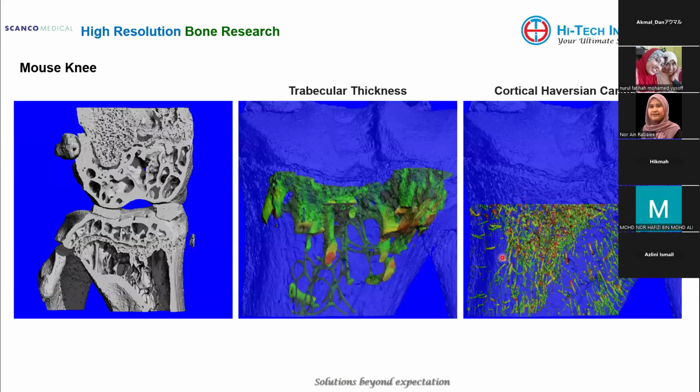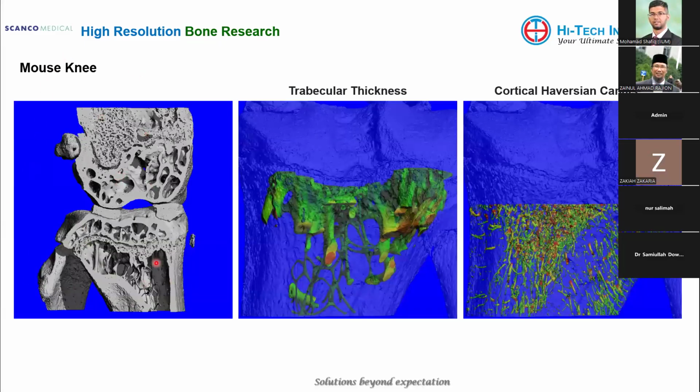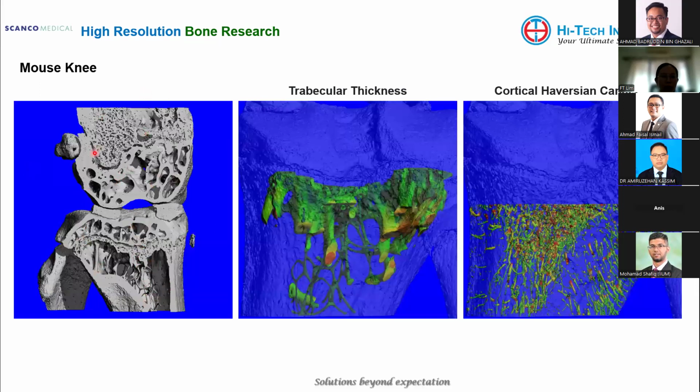So this is another example of a mouse knee. This is a very conventional look of a mouse knee. And we can have a closer look at this region. We can look at the trabecular thickness. Okay, so the red color is the thickest, and the green and the blue is the thinnest. And from here, we can further zoom in on the trabecular itself and look at the capillary within it, where we call it the Haversian canals, all these networks here.